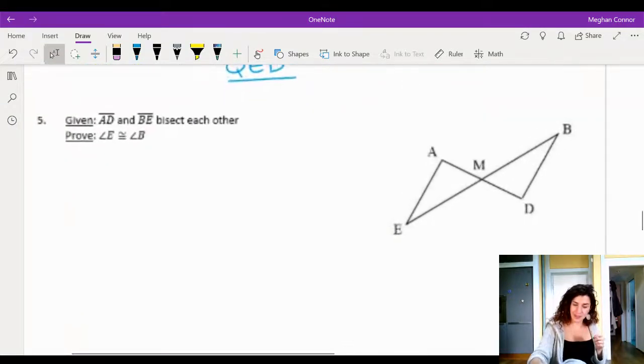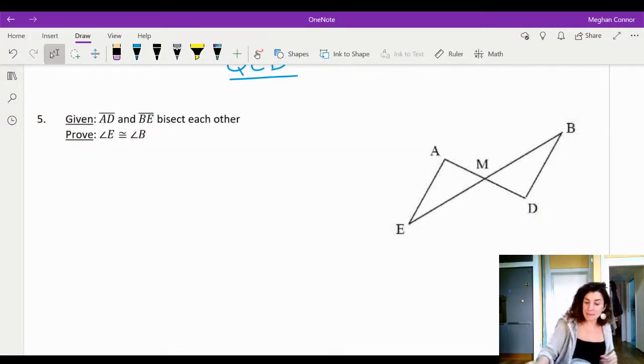Okay. We are given that AD and BE bisect each other. Okay, it means it splits it into two equal pieces for both of them. And then we want to prove that E and B are equal. Okay, well, if we want to prove that those small pieces are equal, we're probably going to want to prove that these triangles are equal. And in order to do that, I need to start addressing some of the things that I see in this diagram.